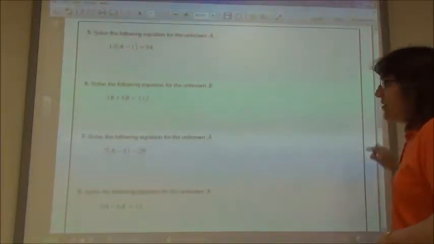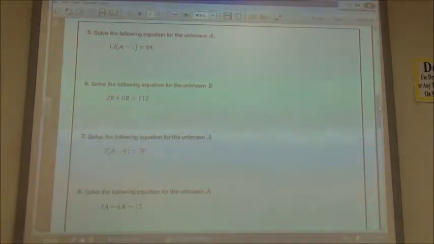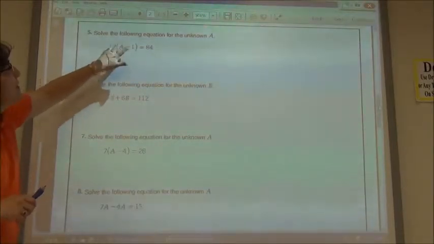Number 5, this one has parentheses. If you have parentheses, you're going to use what's called the distributive property to get rid of the parentheses, and then you're going to solve it like the previous one. So we have to multiply this out first.